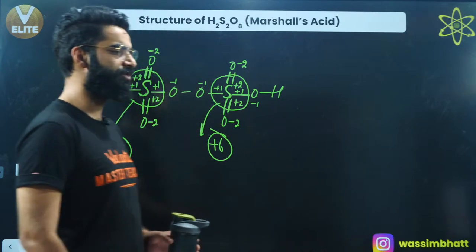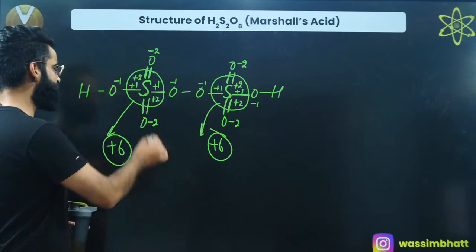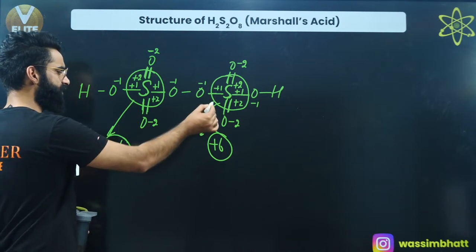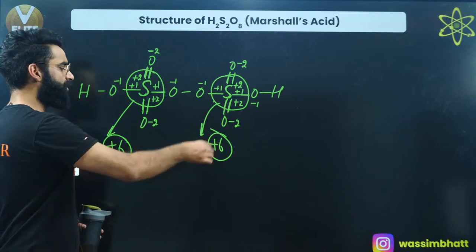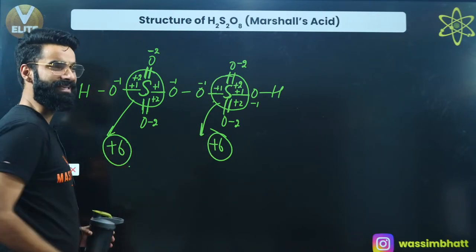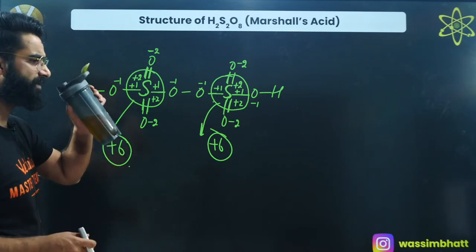Exactly, you are supposed to remember these structures, guys. You are supposed to remember these structures. So the oxidation state of this sulfur is plus 6. The oxidation state of this sulfur is also plus 6. If I ask you, what is going to be the average oxidation state of sulfur? You'll say clearly the average oxidation state of sulfur again is going to be plus 6 only. Perfect.